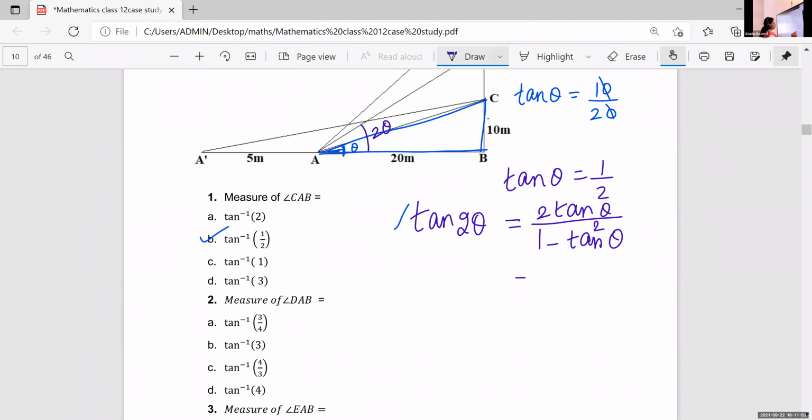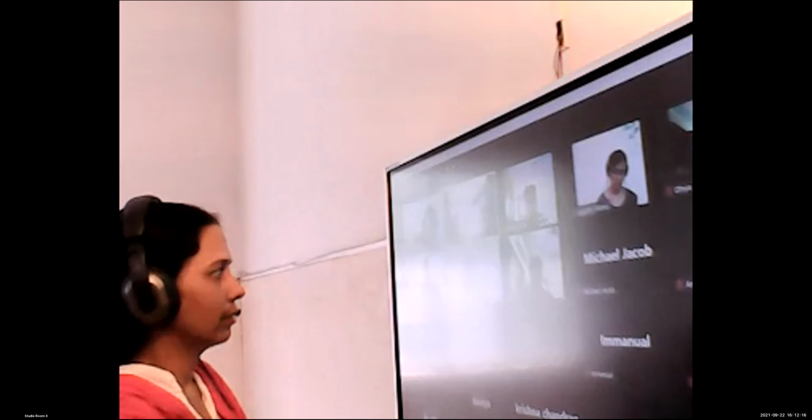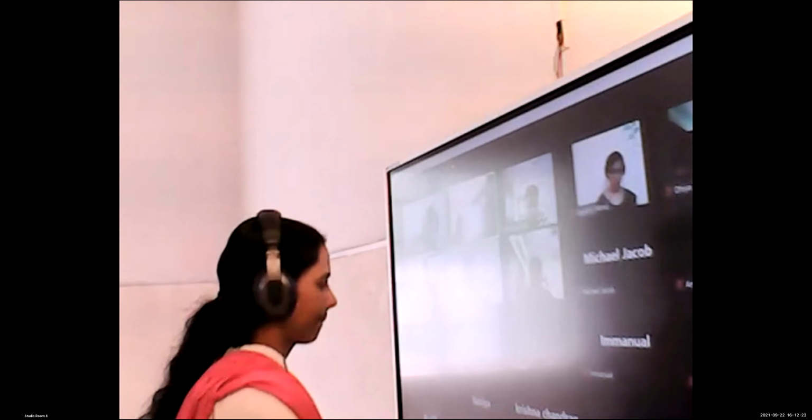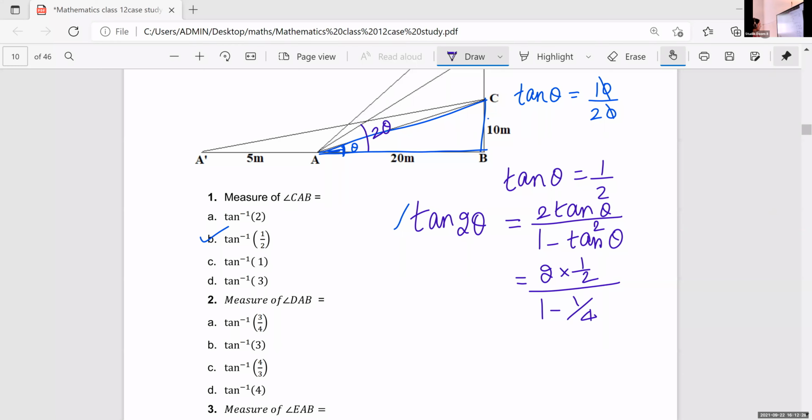So substitute the values there. 2 into, what is tan theta? 1 by 2, by 1 minus tan square theta, 1 minus 1 by 4. So simplify and tell me what is the answer. Is it clear, children? We use the formula which you have learned in 11th standard. That is why I insist, make yourself thorough with all the formulas you have learned in trigonometry. Find out what will be the angle DAB.